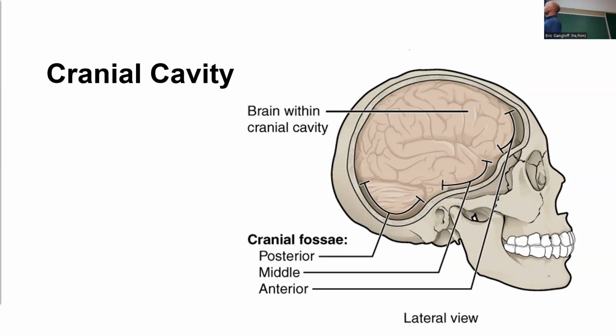The cranial cavity, I want to be clear, is this cavity in which the brain sits. In your anatomical terms worksheet, many of you said that the brain cavity, the cranial cavity, included the bones of the skull. It does not. The bones of the skull essentially form the cranial cavity in which the brain sits. So just make sure you've got that clear.